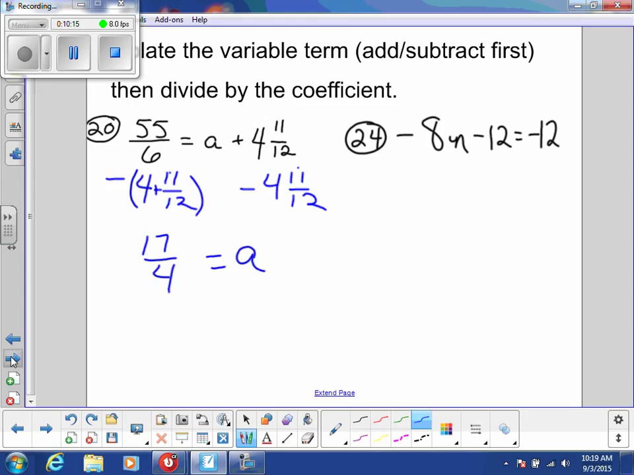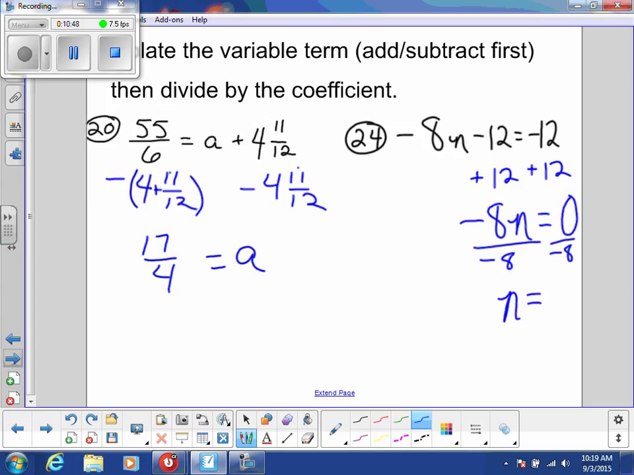24 is another two-step equation. First, isolate the variable term, negative 8n, by getting rid of this minus 12. The inverse of minus 12 is to add 12. Leaves me with negative 8n equals 0. It just so happens that negative 12 is the additive inverse of positive 12 on both sides here. It doesn't mean you did anything wrong. 0 is an answer like any other number. It's just that when you divide 0 by negative 8, it's still going to be 0. 0 can be an answer.